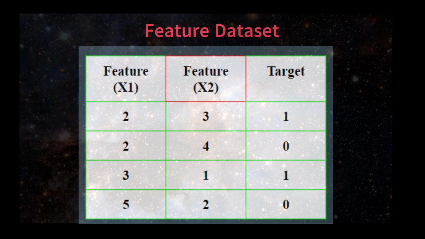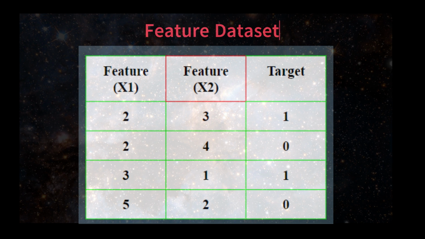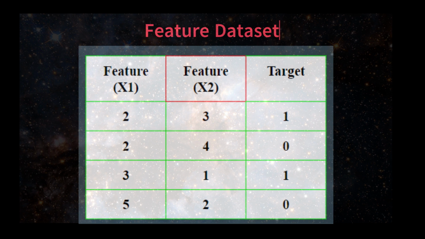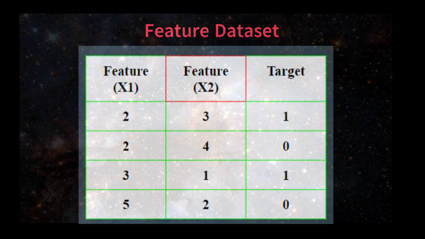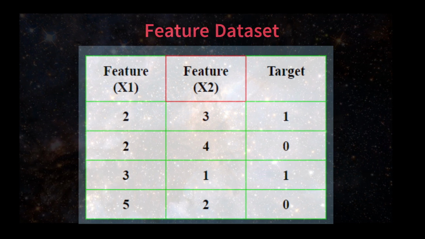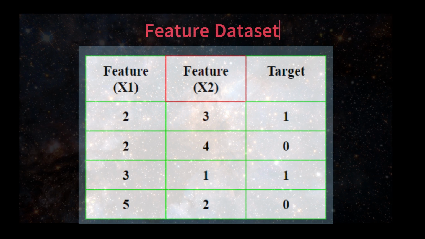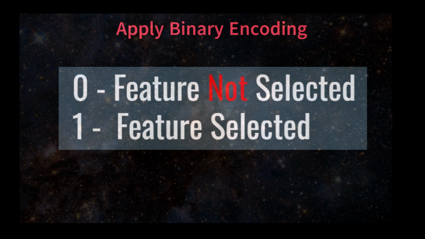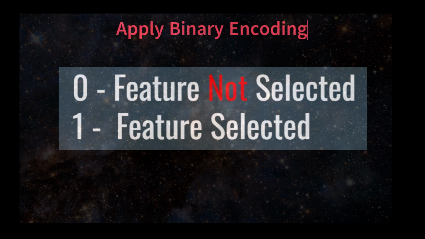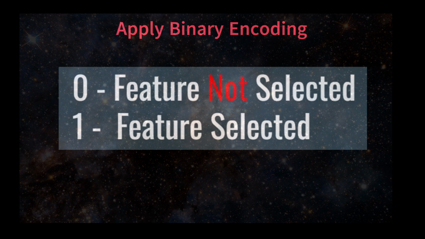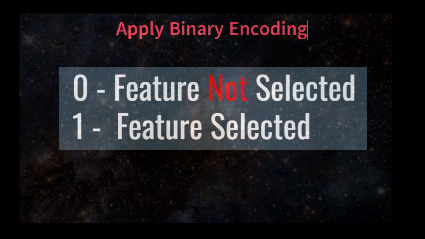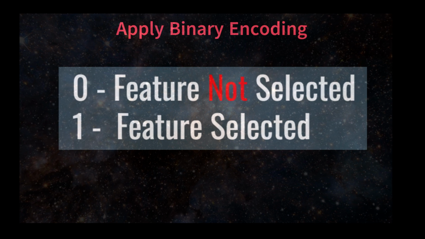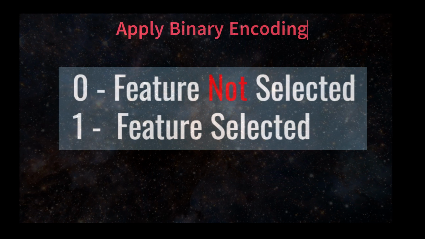Suppose we have two features, x1 and x2, and we want to perform feature selection using the basic binary encoding approach. We will represent each feature set using binary encoding. In binary encoding we have two digits, 1 and 0. 1 indicates that the feature is selected and 0 indicates that the feature is not selected.